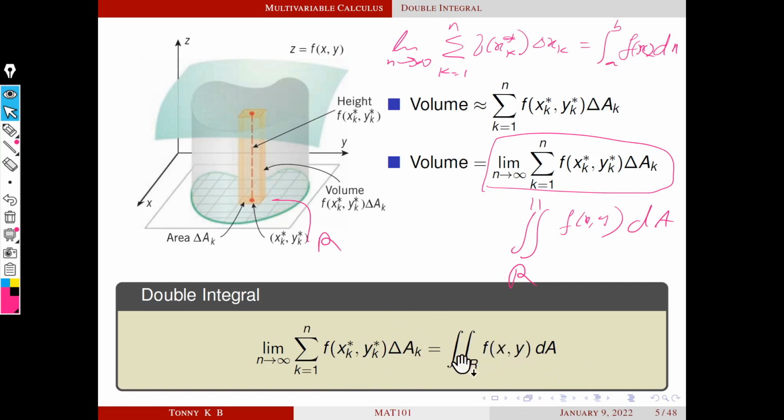Now we can interpret this double integral as the volume between the surface and a region. Okay, of course this double integration or this infinite sum has several other interpretations. This is the one basic interpretation, volume.